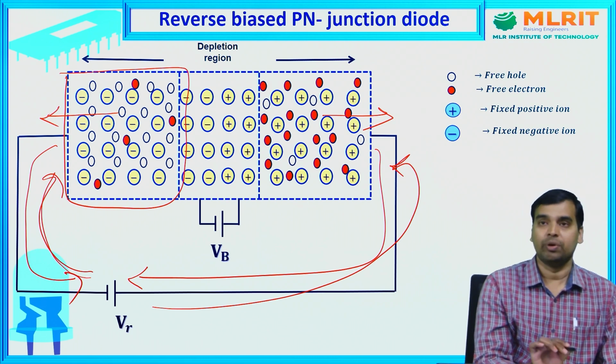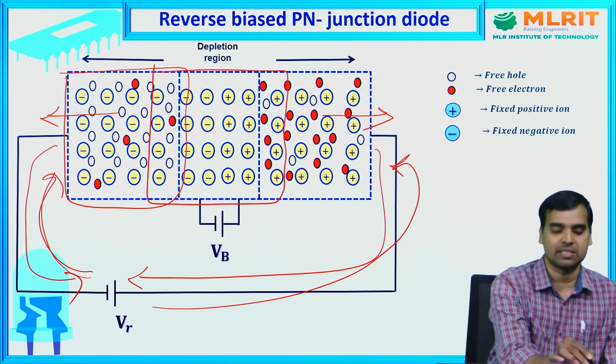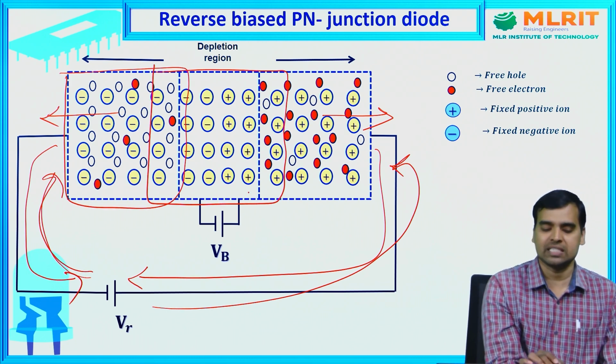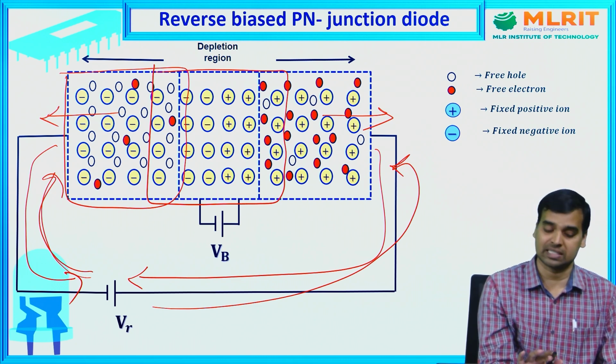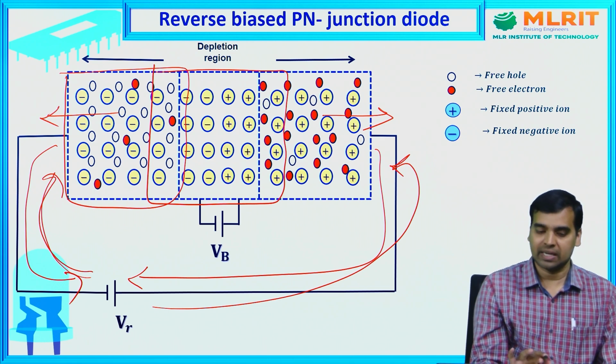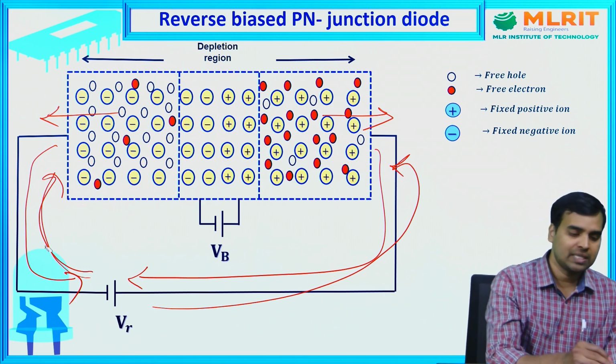That's why when a PN junction diode is connected in reverse bias, the depletion region width increases. If the depletion region width increases, the barrier potential also increases. That's why a reverse biased PN junction diode offers high resistance. High resistance in the sense that current flow is very small. Though the PN junction diode is connected in reverse bias, there exists very little current flow due to minority charge carriers.